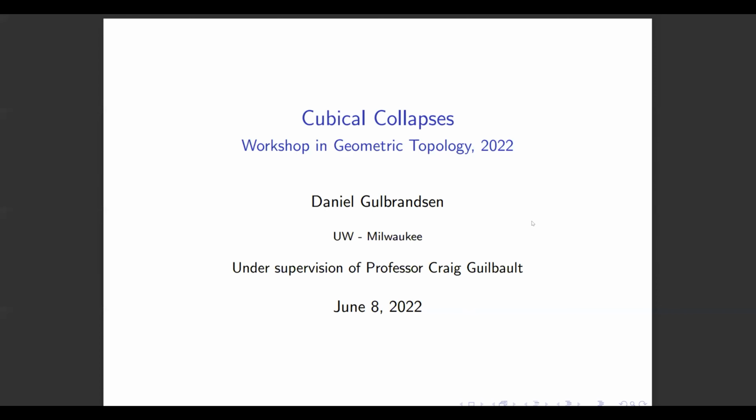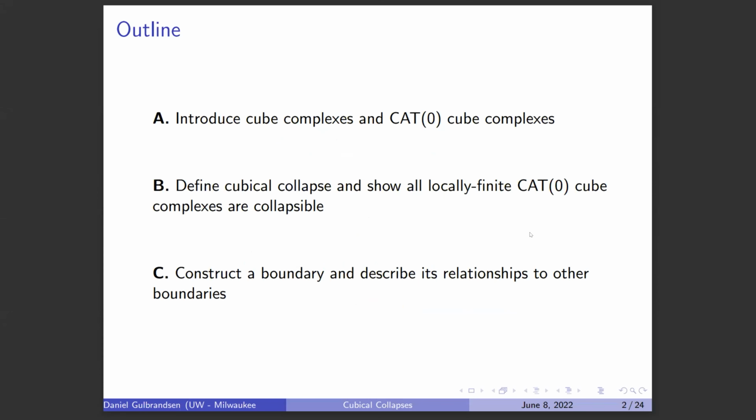Okay, so just as a quick outline, we'll start by introducing cube complexes, and then I'll discuss what it means to be a cubical collapsing cube complex. And then this machinery will lead to a sort of inverse sequence that we'll use to describe a compactification for these cube complexes. And if time permits, we'll discuss how this compactification relates to other well-known compactifications.